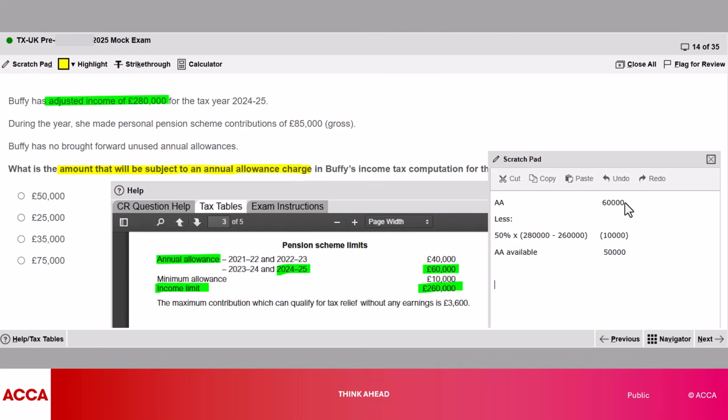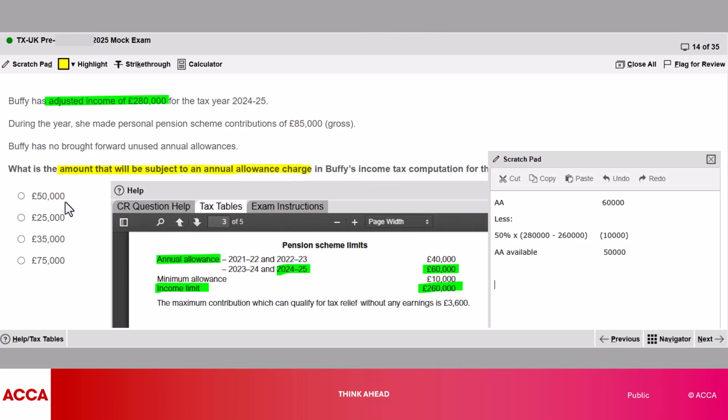And we have the full allowance of 60,000. Obviously, when you're working in the scratch pad, you don't need to write out as neatly as this. It's just a way to record what you're doing. Nobody else will see it apart from you. And we're going to deduct 50% of the excess. So 50% of 280 minus 260, which gives us an available annual allowance of £50,000.